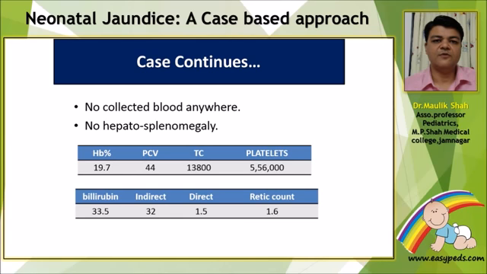No collected blood was detected, for example cephalohematoma or anywhere else, which might lead to breaking down of RBCs and increase in jaundice. There was no hepatosplenomegaly either in this baby. The blood parameters were as shown here. The bilirubin was strikingly high at 33.5, where the indirect segment was 32. Retic count was only 1.6, pointing out that this was not a case of strong hemolysis.